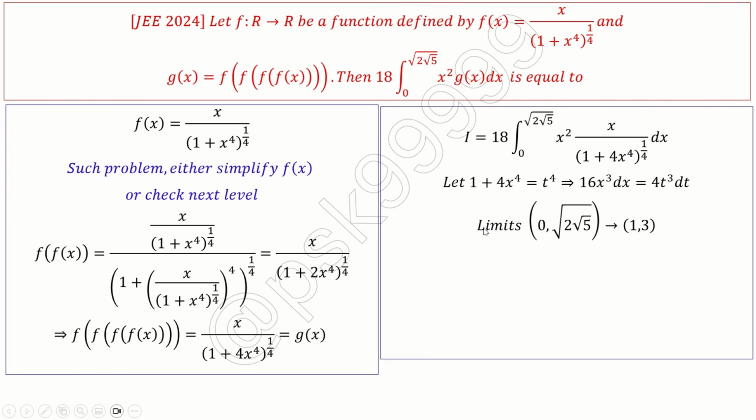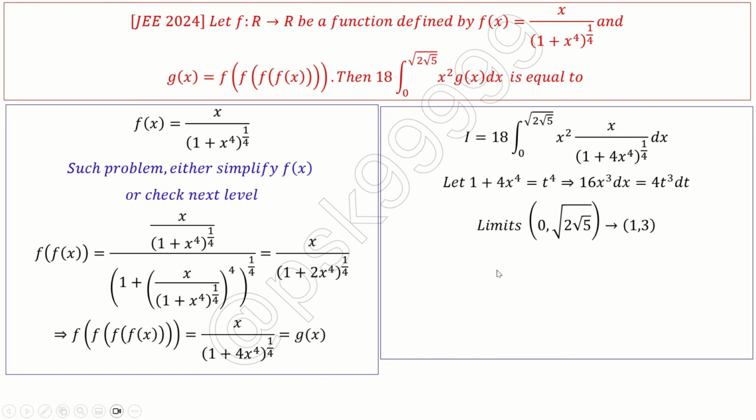Okay, so limits will change. Limits will change from 0 to square root of 2 root 5 to, if I substitute 0 here, it will become 1. If I substitute square root of 2 root 5 here, then t to the power of 4 will become 81, which is nothing but 3.